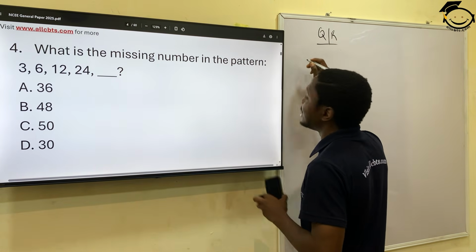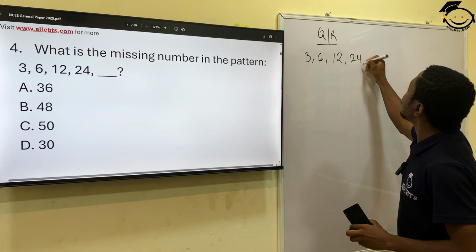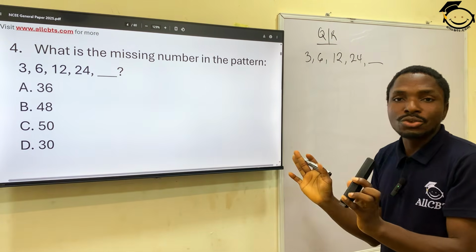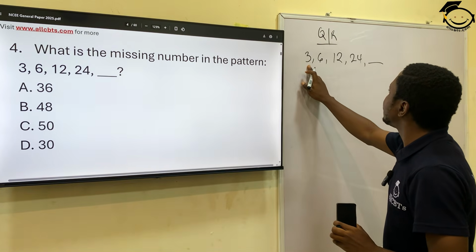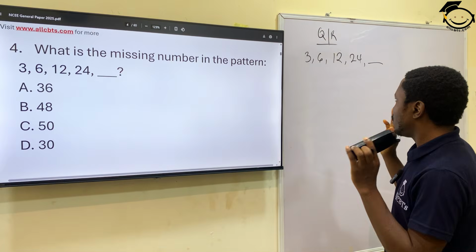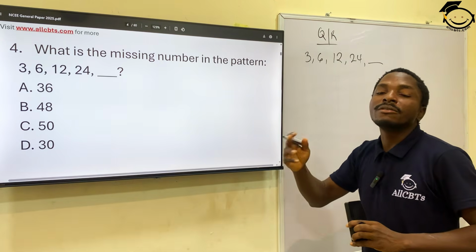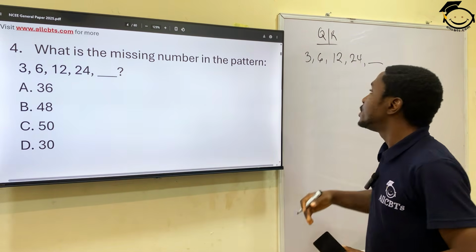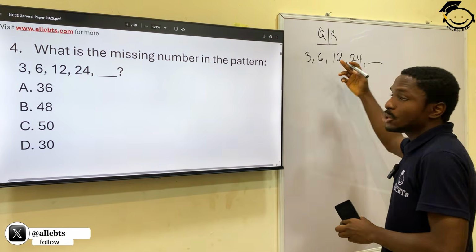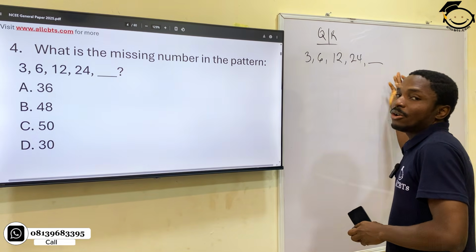So we have a pattern 3, 6, 12, 24. What is the next one? Now observe the pattern. You don't need to rush. If you observe very well, you can notice that the pattern is in multiples of 2. So 3 times 2 is 6. 6 times 2 is 12. 12 times 2 is 24, and so on.